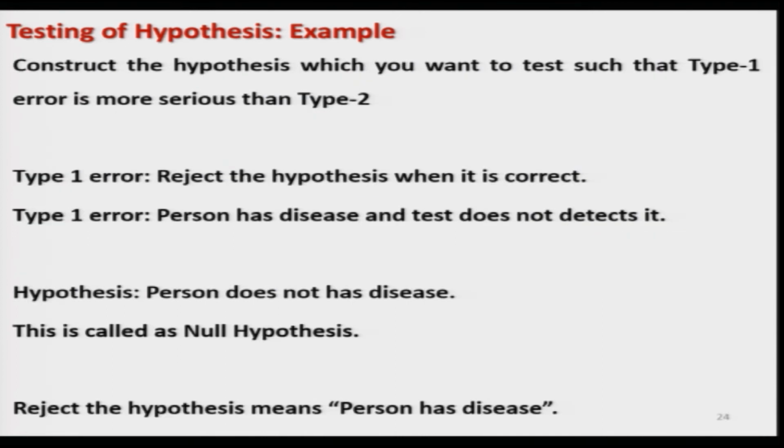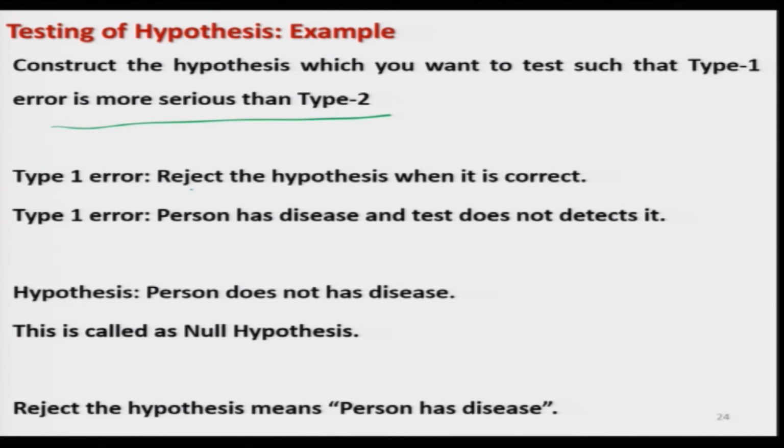Now, we try to construct the hypothesis which we want to test such that type 1 error is more serious than the type 2 error. Well, the question comes, how does this constraint come into the picture? That will be clear to you later on, that whenever we develop a test of hypothesis, those tests have been developed on this basic assumption, right, that type 1 error is more serious than type 2 error. Why this is happening will be clear to you in the forthcoming slides, right.